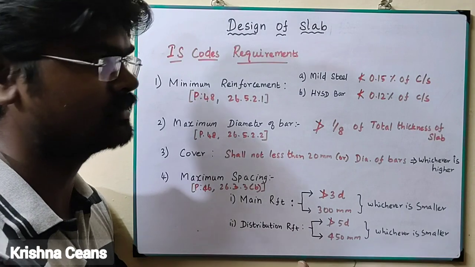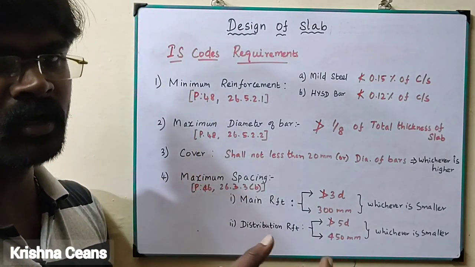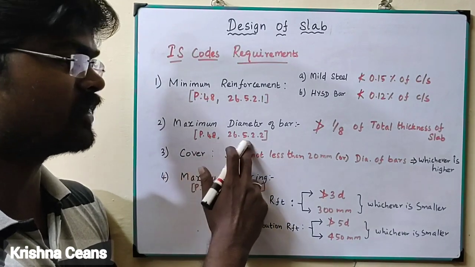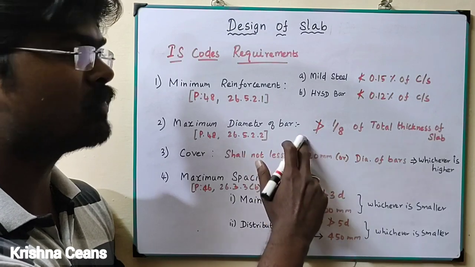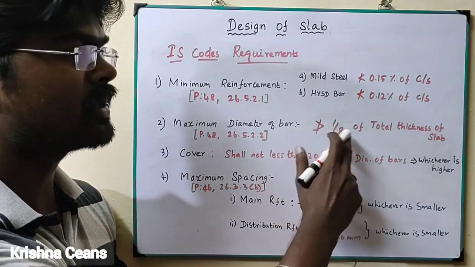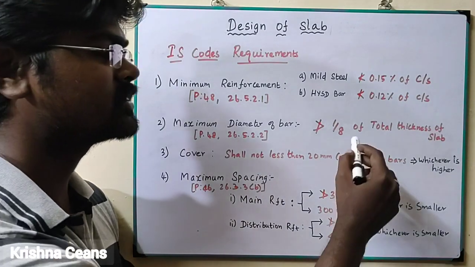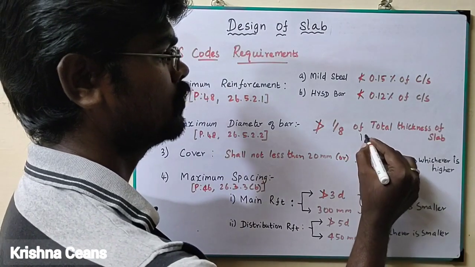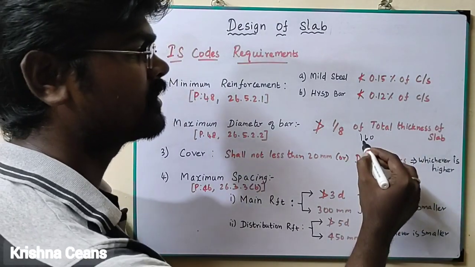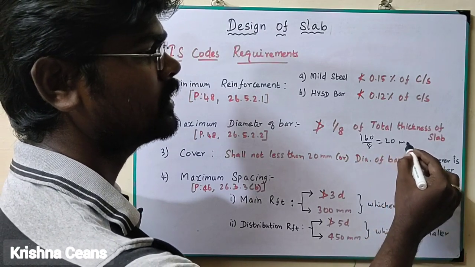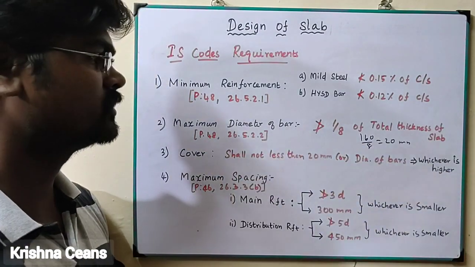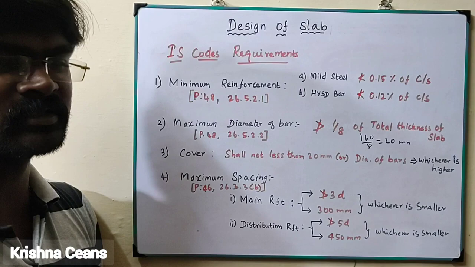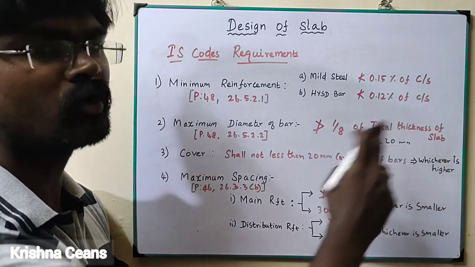0.12% of the cross section. Next comes the diameter of the bar used in the slab, which is referred to in page number 48, 26.5.2.2. The diameter of the bar should be not greater than 1/8 of the total thickness of the slab. In case you are using a 160 mm thickness of slab, divided by 8, that is a 20 mm diameter bar to be used. So that is the condition: not greater than 1/8 of the total thickness of the slab. So we should not use more than 20 mm.